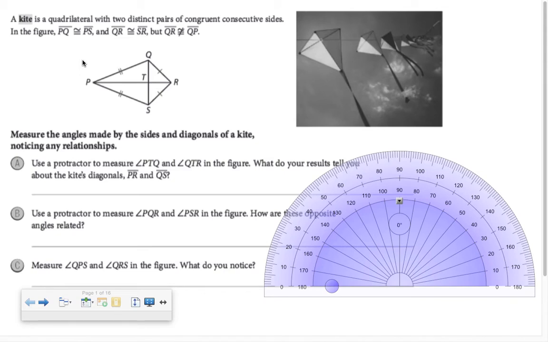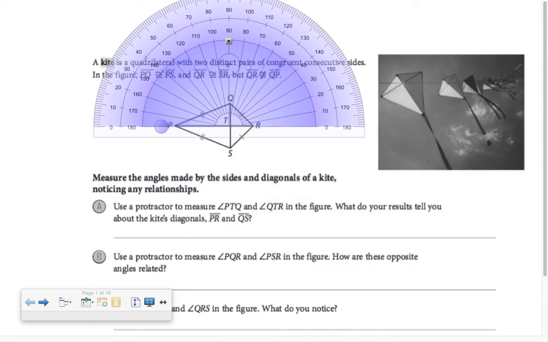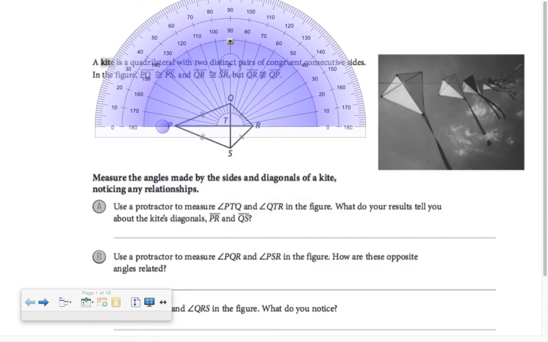So you'll notice that PQ is congruent to PS, that QR is congruent to SR, but that PQ, for example, is not congruent to QR. So it's asking us to measure the angles made by the sides and diagonals of a kite, noticing any relationships. All right, so if I take this kite and I measure the angle formed by the diagonals, it's 90 degrees. Okay, so my diagonals are perpendicular.